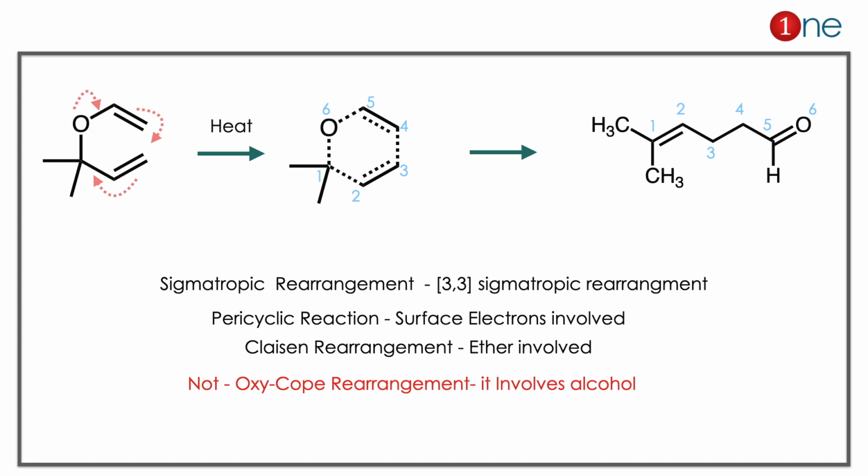And you might see here a 3,3 sigmatropic rearrangement also happening. But definitely not an oxy-Cope rearrangement, because that involves an alcohol. Here there is no alcohol involvement, and a ketone is formed. Here it is just an oxyallyl pericyclic reaction and Claisen rearrangement. The concept you have to learn here is that the reaction can be understood in many ways. It can be of many combinations.